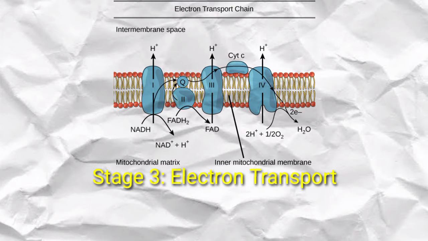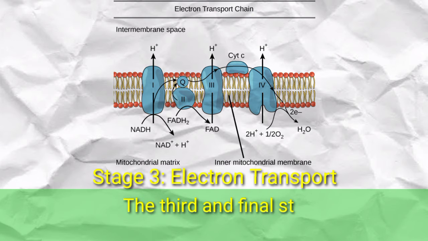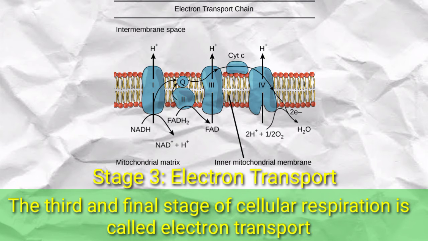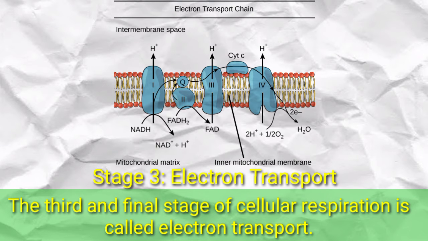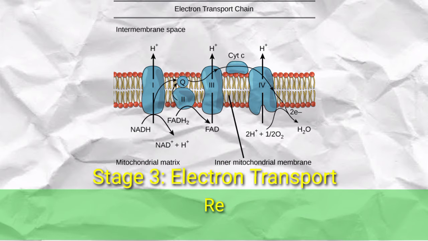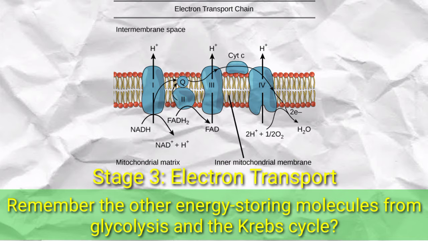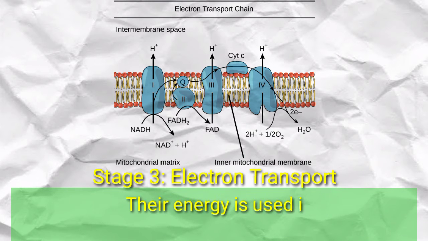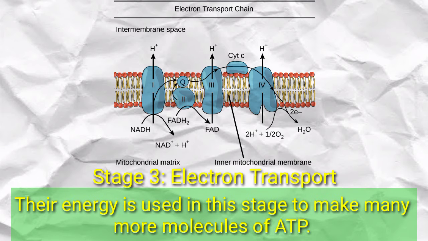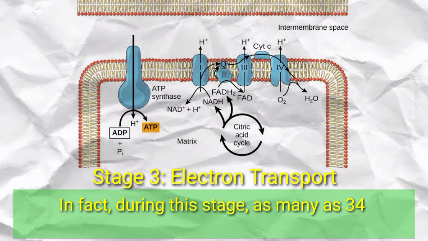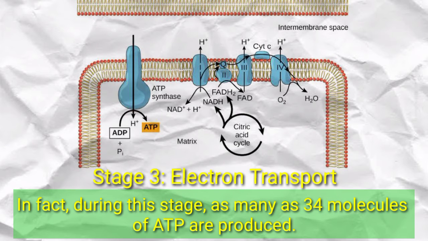Stage 3. Electron transport. The third and final stage of cellular respiration is called electron transport. Remember the other energy storing molecules from glycolysis and the Krebs cycle? Their energy is used in this stage to make many more molecules of ATP. In fact, during this stage, as many as 34 molecules of ATP are produced.